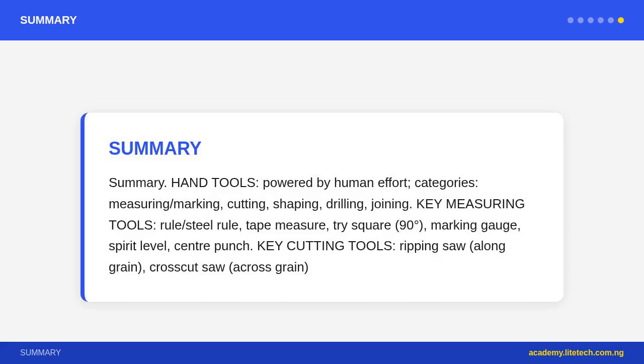Key shaping tools: plane, smooth wood, file, metal or wood, sandpaper, grades, low grit equals coarser. Key joining tools: claw hammer, nails, ball peen hammer, metalwork, mallet, with chisels, screwdriver, flat or Phillips, spanner, nuts and bolts, pliers, grip. Maintenance: keep sharp, clean, oiled, properly stored.